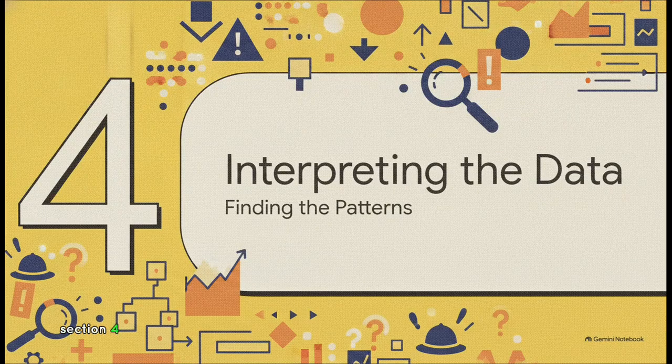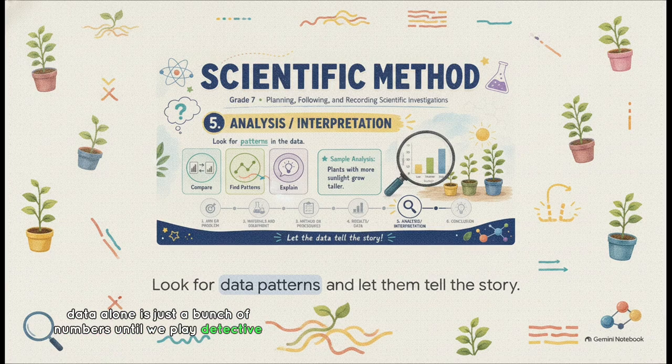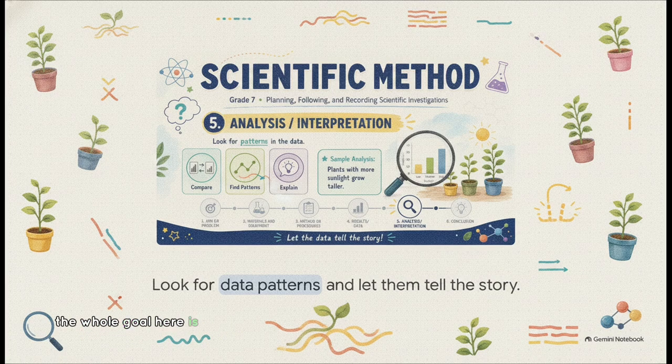Section 4, interpreting the data, finding the patterns. In Step 5, we analyze and interpret our results. Data alone is just a bunch of numbers, until we play detective, right? We do this by comparing the heights visually, looking for clear patterns. The whole goal here is to let the data tell its own story, without our personal bias getting in the way. So when we map out our mung bean numbers, what pattern actually emerges?